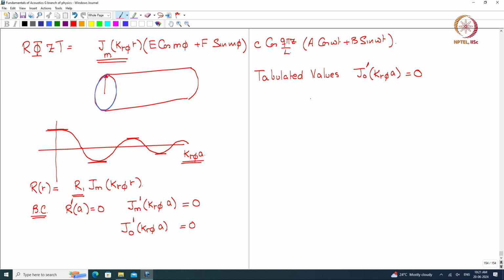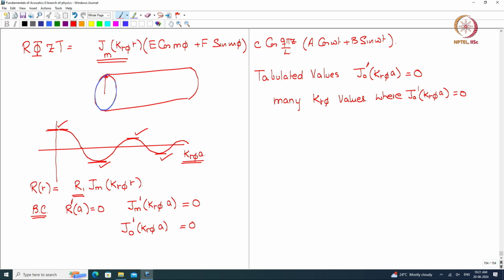Okay. And therefore there are many K r phi values. You can see there are many K r phi values where the J0 derivative is 0, where J0 dash K r phi A is equal to 0. Okay. So essentially how would you interpret this?